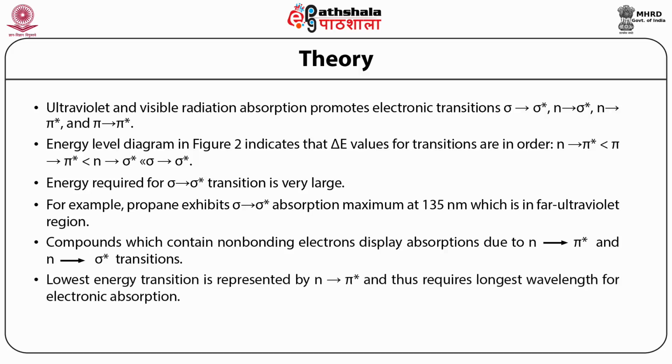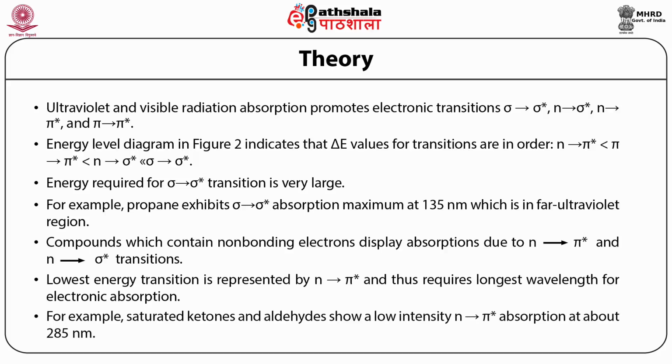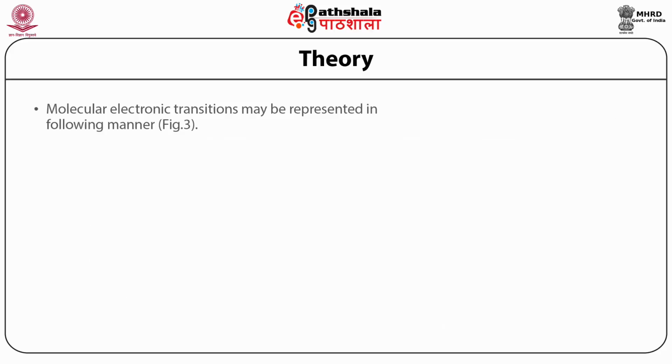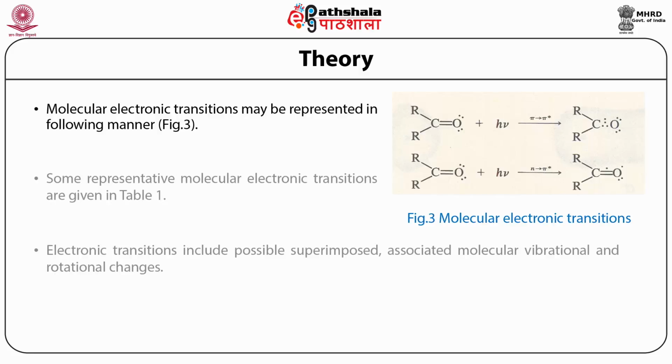The lowest energy transition is represented by n to pi star and thus requires the longest wavelength for electronic absorption. For example, saturated ketones and aldehydes show a low intensity n to pi star transition absorption at about 200. Molecular electronic transitions may be represented in the manner as shown in figure 3. Remember that the electronic transitions we have discussed necessarily include possible superimposed associated molecular vibrational and rotational changes.